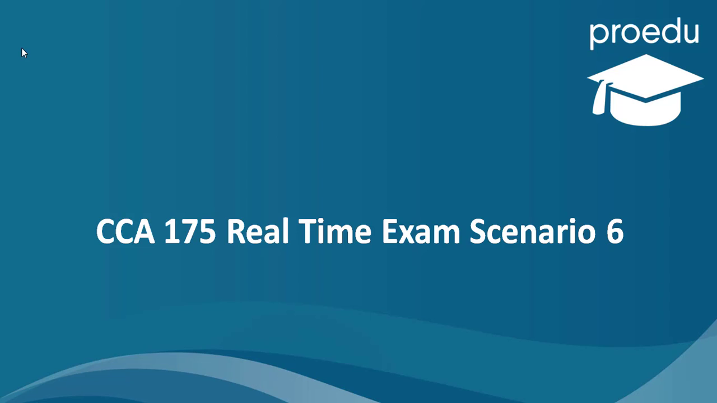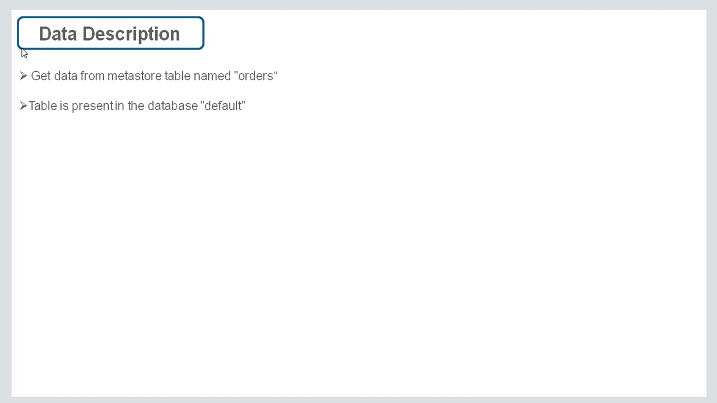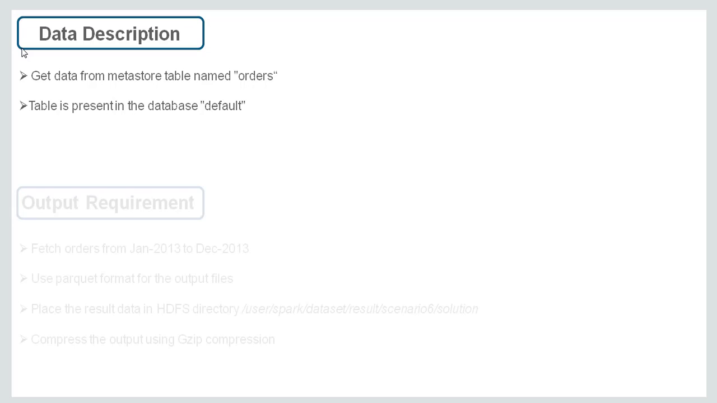Hi all. In this lecture, we will talk about CCA 175 real-time exam scenario 6. Let's see the data description. Get the data from the metastore table named orders. The table is present in the database default.